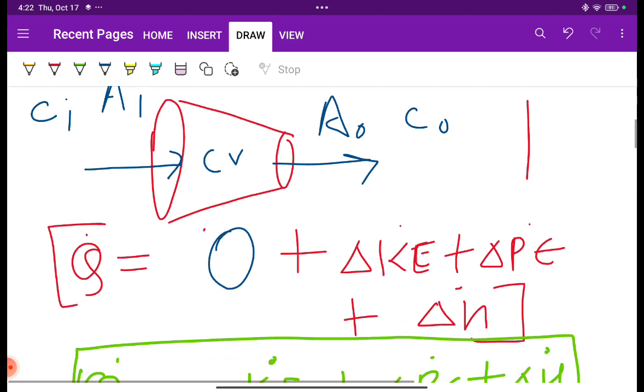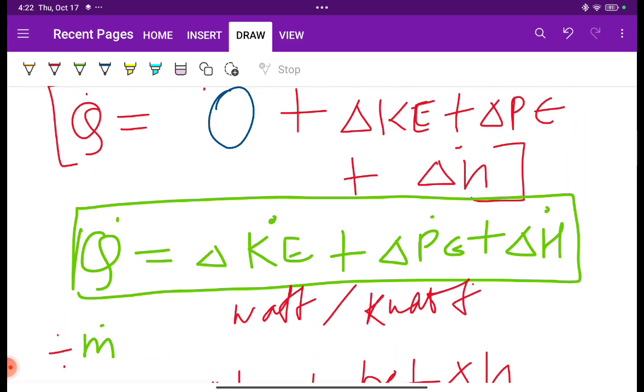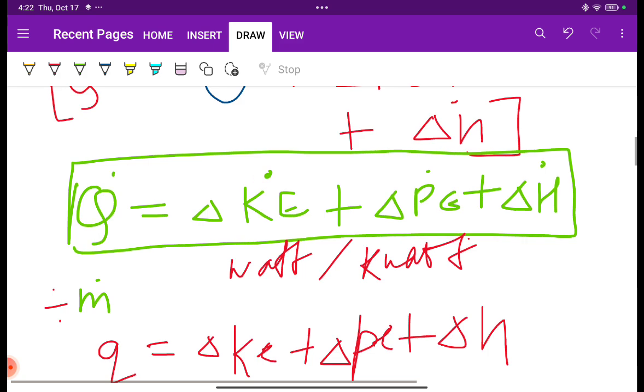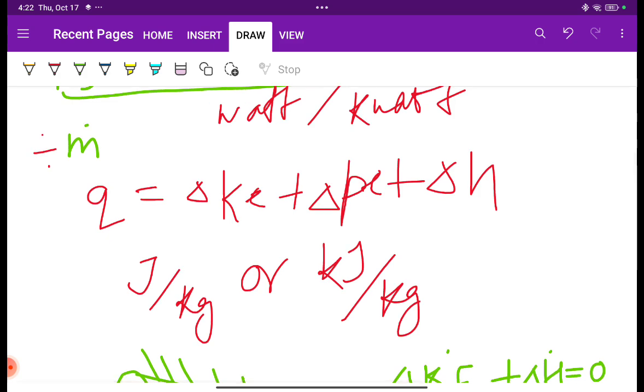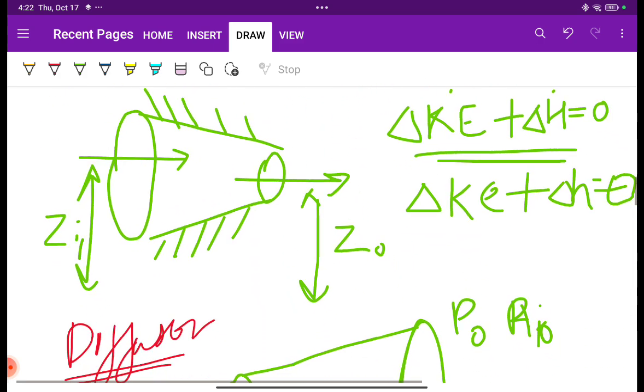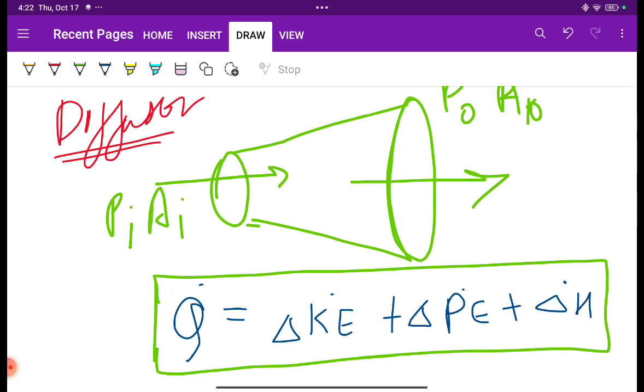And similarly, we have talked about the diffuser as well. And by the way, this is the heat energy transfer equation for it. Since control volume work is not there in this case, that's why it's like this. And we need to remember the units, watt and kilowatt. And in an insulated case, the heat transfer is 0, and the potential energy change is also 0 in a horizontal insulated case. Similarly, in the diffuser, our formula is the same.